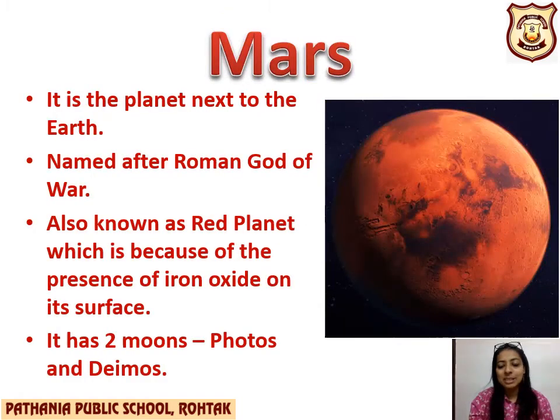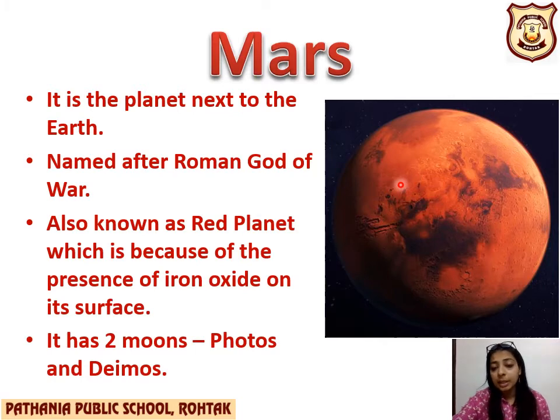The next planet is Mars, which is next to the Earth. That means on the fourth place. First is Mercury, then we have discussed Venus, then the Earth, and then Mars. So it is the planet which is next to the Earth. It is named after the Roman god of war, and as you are seeing in this picture, it looks like the red planet.